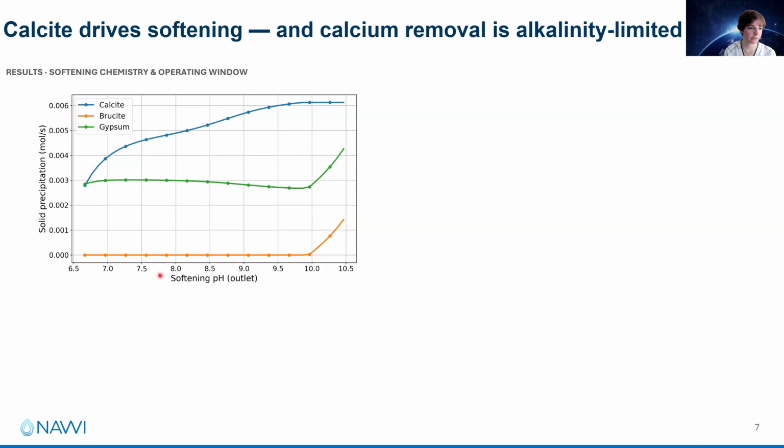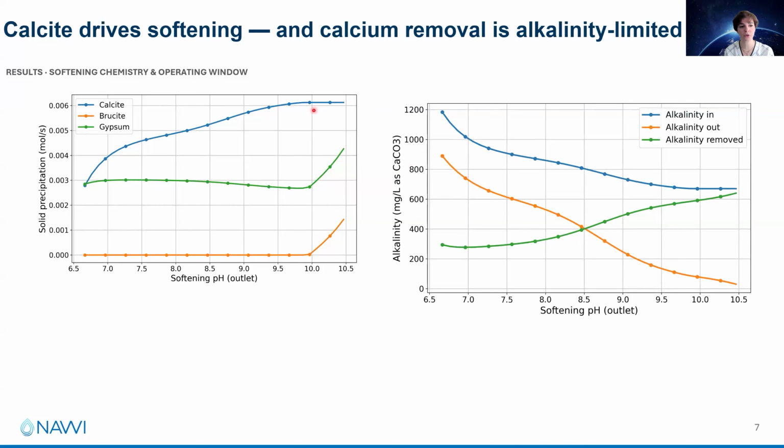So starting with this graph, it shows, for example, how much precipitation of our main solids that are calcite, brucite, gypsum that we have, and how they change if we change the operating pH of our softening. And starting with calcite, the blue one, you will see that in a normal pH range this is the dominant precipitant, and it starts to plateau after pH around 9.5. And the beauty of this work that we are doing at WaterTAP is that you can see the underlying reason in other results like that.